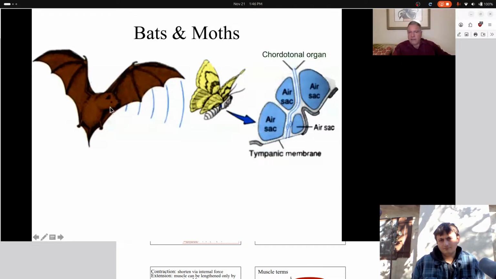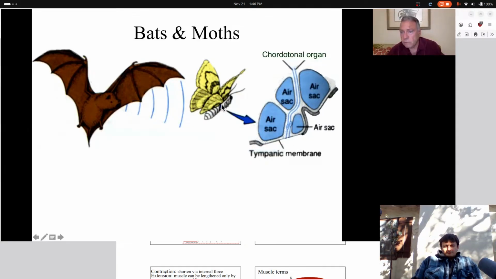So we talk about the bats making these sounds and echolocating. The moths have chordotonal organs, they have ears. And so they're not listening to sounds made by the moths, they're listening to sounds made by bats. And so here's a series of air sacs around those chordotonal organs. And here's that tympanic membrane. The tympanic membrane's here, air sacs to amplify the vibrations, the chordotonal organs to transduce those vibrations into nerve impulses. So they've got ears, listening for bat sounds.